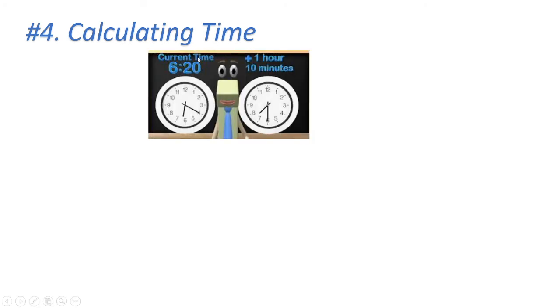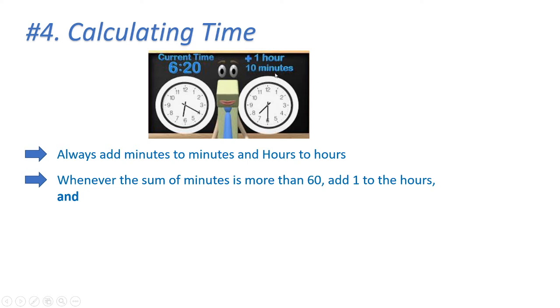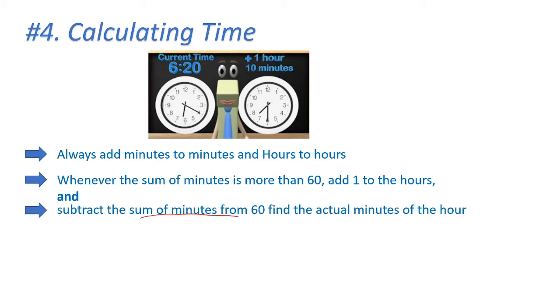Now comes our main topic, calculating time. Well, here mostly we'll have problem questions asking us to add or subtract time. Whenever you do this, there are three pointers that I need to bring to your notice. First one is always add minutes to minutes and hours to hours. Second pointer is whenever the sum of minutes exceeds 60, add 1 hour to the hour's time and then subtract the sum of minutes from 60 to find the actual minutes of the hour. One more important thing is always convert the time in the same unit before adding or subtracting.